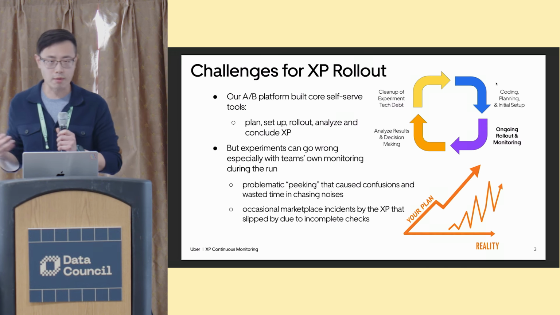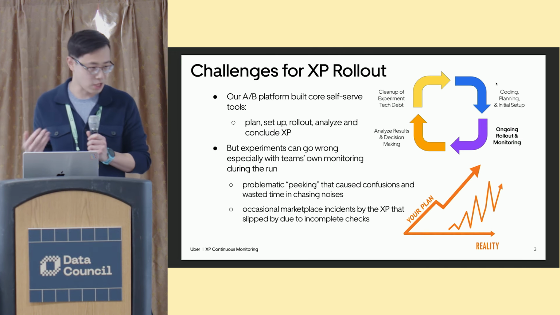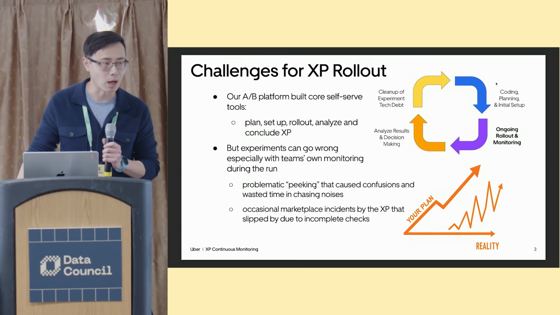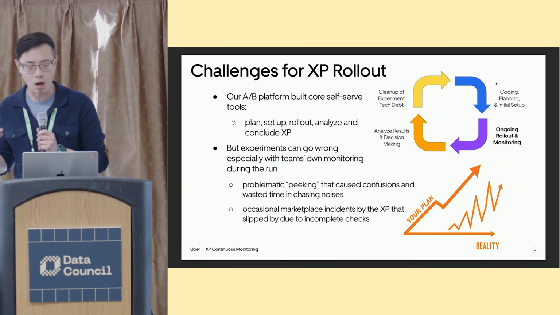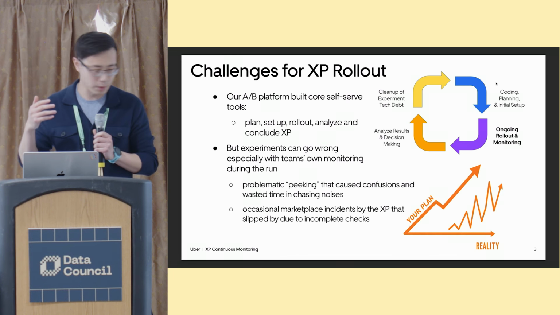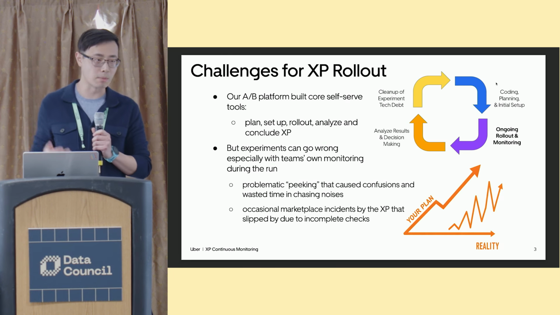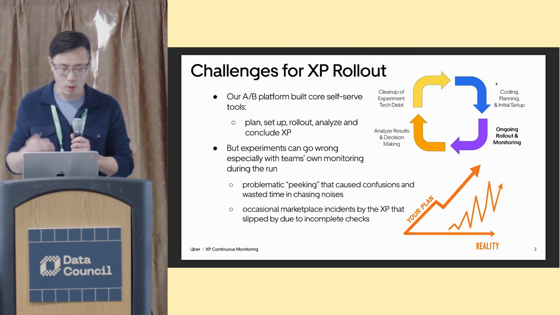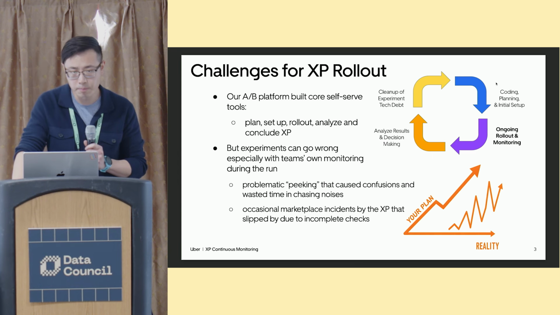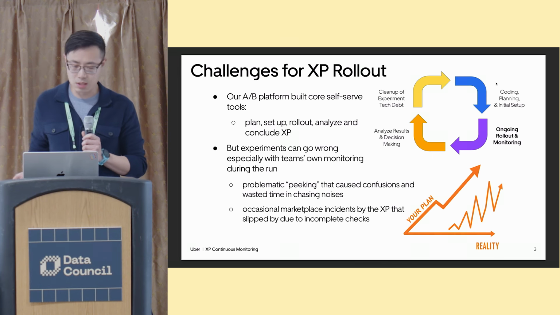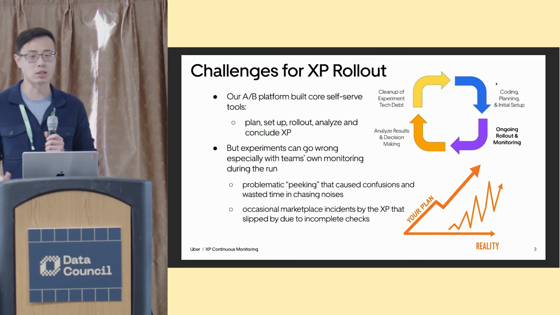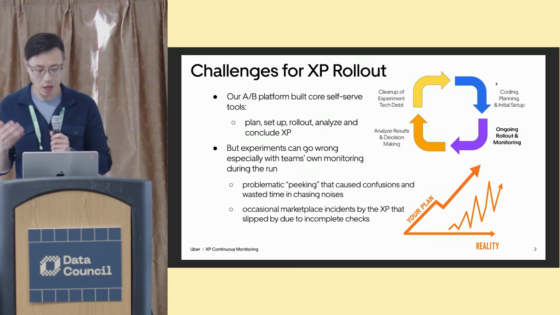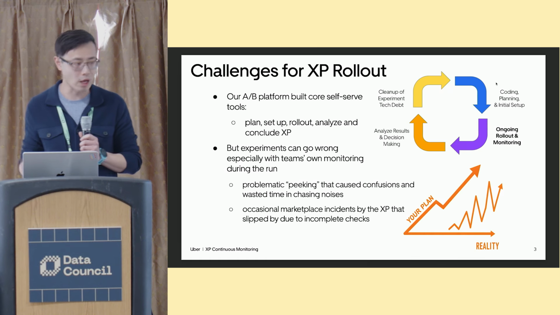And in the past, we have been relying on teams to do their own diligent checks and monitoring for their XPs. And this is where exactly the things can go wrong. Two typical cases we see all the time. People run their own checks without considering the peeking issue. They end up finding more noises than real signals, wasting so much time just chasing those noises. In the other cases, those checks sometimes are not enough. We still see from time to time the XP rollout actually harm our marketplace without being noticed in time.